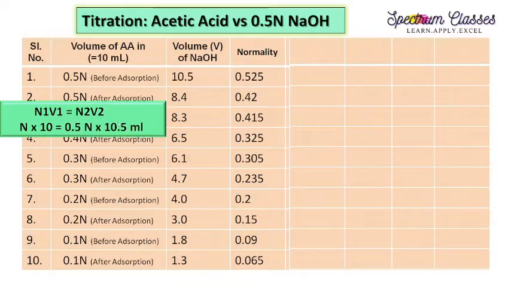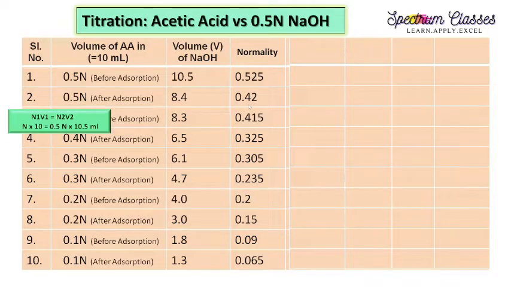Here the volume changes. This volume, 10 ml, we have taken every time before or after adsorption. So we are going to calculate the normality value. Here this value changes in this equation and you will get the normality. Fine. So you come to know the normality value of the acetic acid before and after adsorption. Now coming to the next calculation.